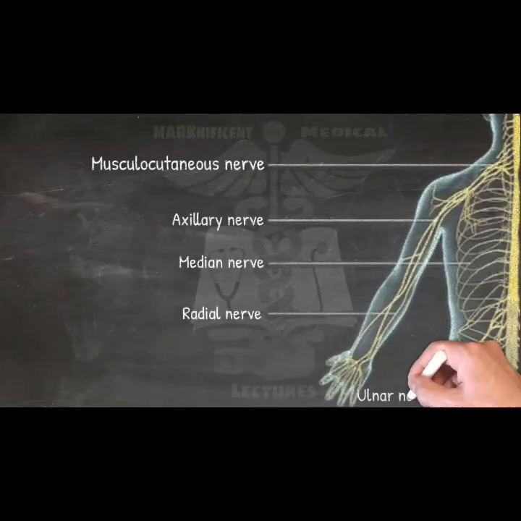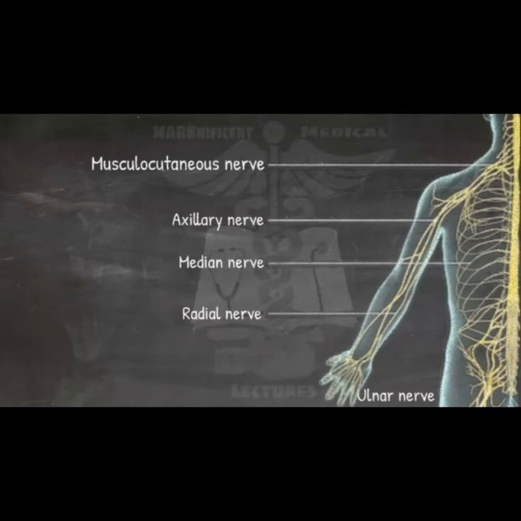The ulnar nerve, which innervates the flexor carpi ulnaris and medial half of the flexor digitorum profundus, the hypothenar eminence, that is opponens digiti minimi, abductor digiti minimi, flexor digiti minimi brevis, palmaris brevis, then the medial lumbricals, dorsal and palmar interossae, adductor pollicis, and the skin of the medial hand.